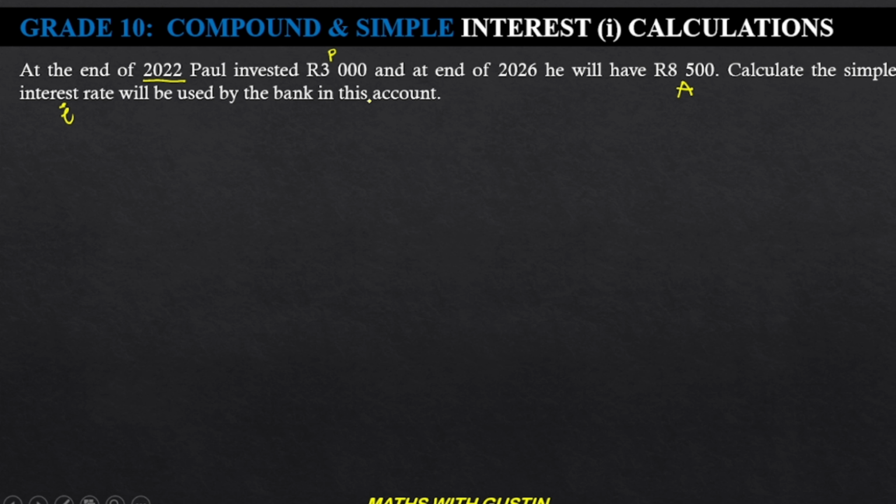Okay, so now what do we have here? They want us to use the simple interest formula, so we are going to use this formula here. Now we need to find how many years. We already have the final amount, 8,500. We've got P, which is 3,000.